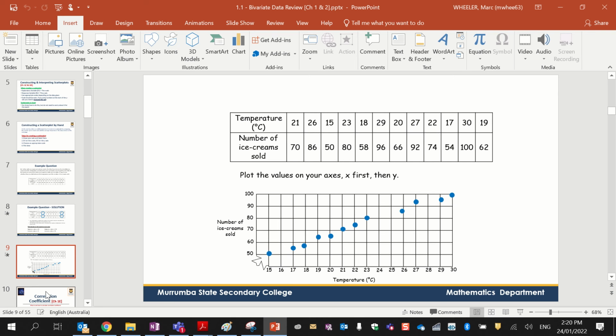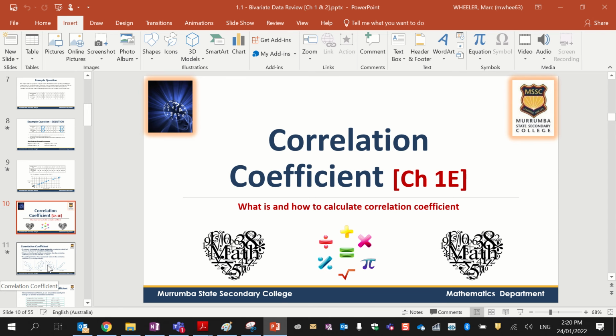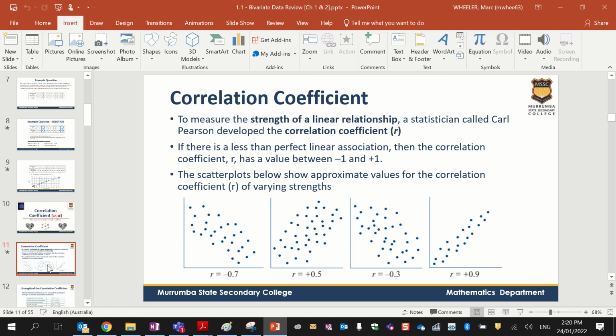So that is that. Correlation coefficient, what is it? How to calculate it? A quick reminder, correlation coefficient is a measure of the strength of correlation, the strength of the relationship. Remember, this one here is probably the best one to look at to start with. If it's going upwards, it's a positive relationship, and that strength is really quite strong. By eye, it looks like about plus 0.9.